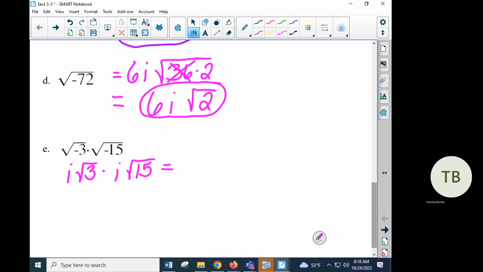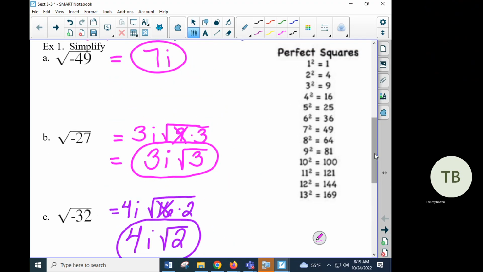Now when I do this, I can try to combine these, and what I'm going to do is multiply my i's. i times i is i squared. And then when you have root 3 times root 15, you can write it as root and then just multiply these two numbers, which is 45. Now 45, I would have to think of what's the biggest perfect square that goes into 45.